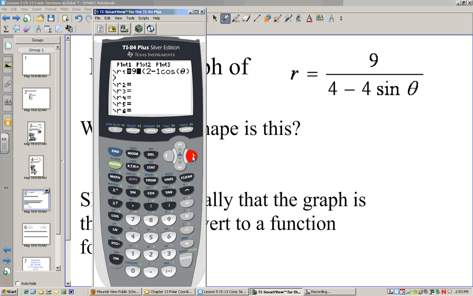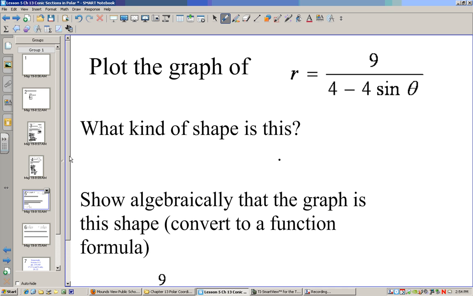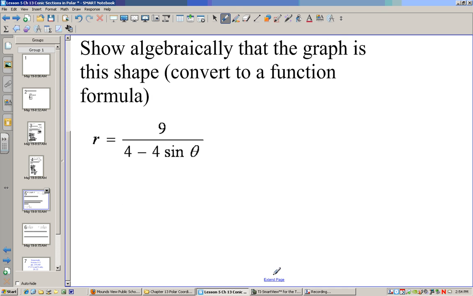Nine divided by 4 minus 4 sine theta. Now it looks like it is a parabola. Let's zoom out to see if there's not another side of that parabola. Just looks like a parabola to me, so we can zoom back in. Now, let's see if we can show algebraically why this is a parabola.